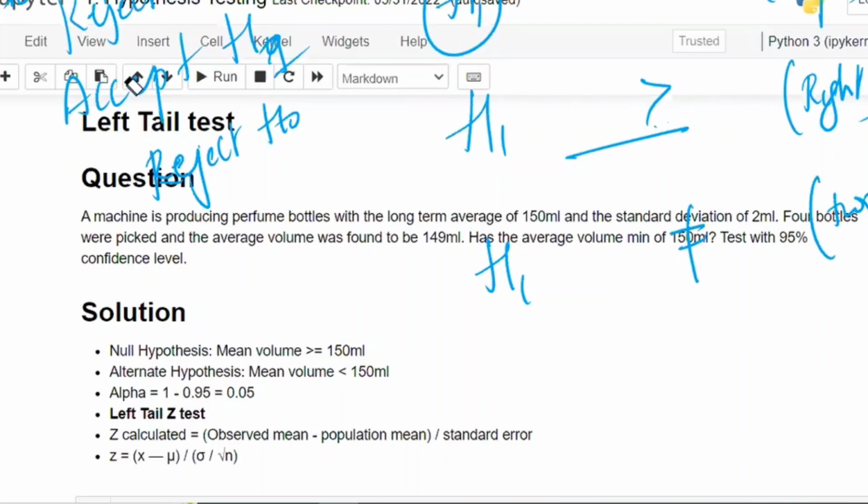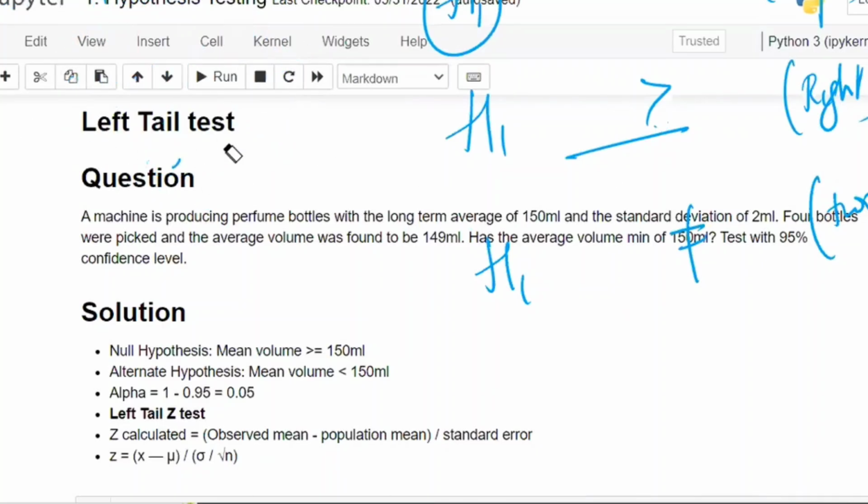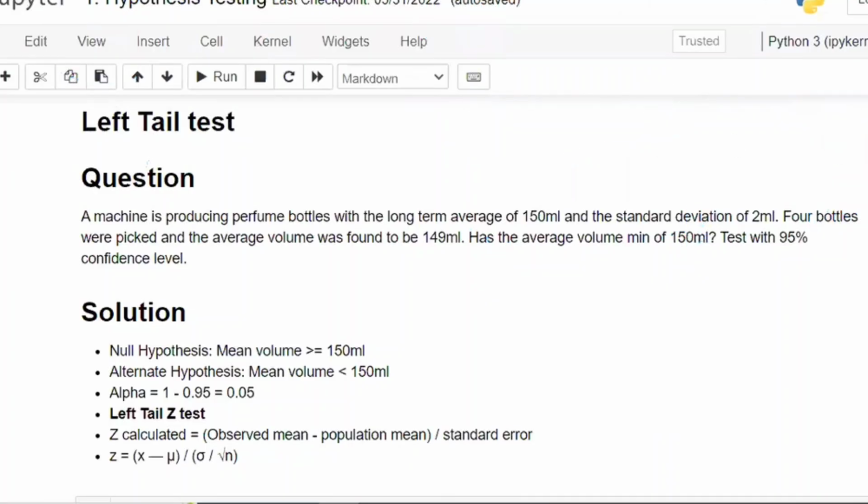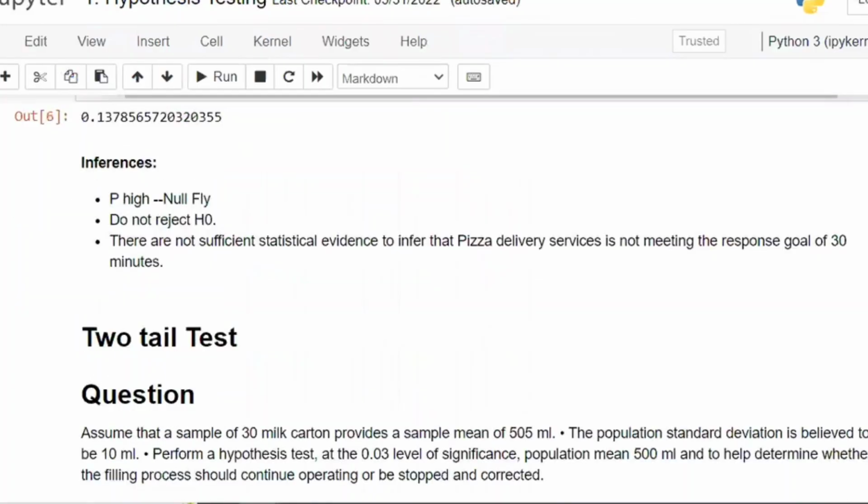Never use it with respect to alternate hypothesis. Always go with the null hypothesis. Is that clear? Next one, two-tail test.